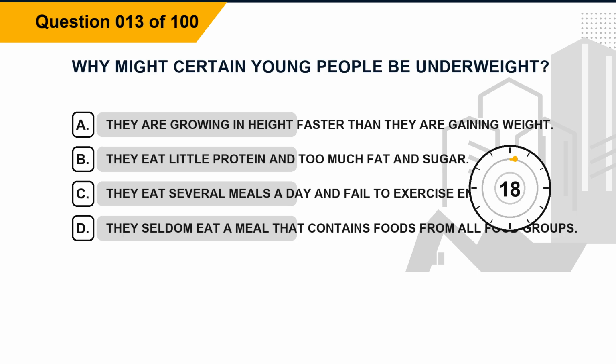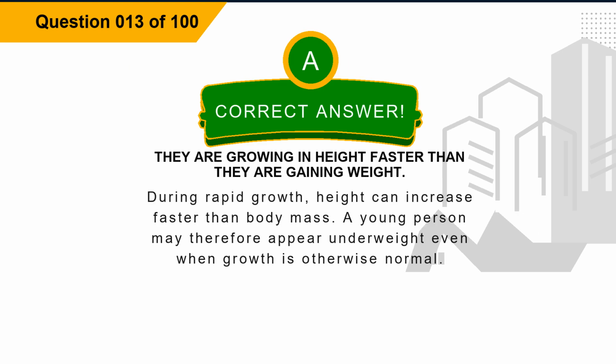Question 13. Why might certain young people be underweight? Option A, they are growing in height faster than they are gaining weight. Option B, they eat little protein and too much fat and sugar. Option C, they eat several meals a day and fail to exercise enough. Option D, they seldom eat a meal that contains foods from all food groups. The correct answer is option A, they are growing in height faster than they are gaining weight. Explanation. During rapid growth, height can increase faster than body mass. A young person may therefore appear underweight even when growth is otherwise normal.